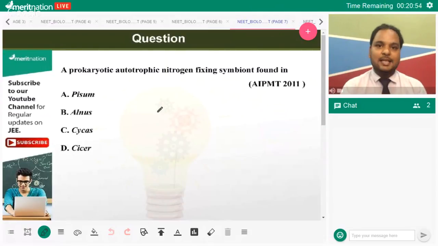So it's a very intriguing relationship. This type of question you should know. I understand you need to learn it. Nostoc are basically free living. They are not symbiotic.